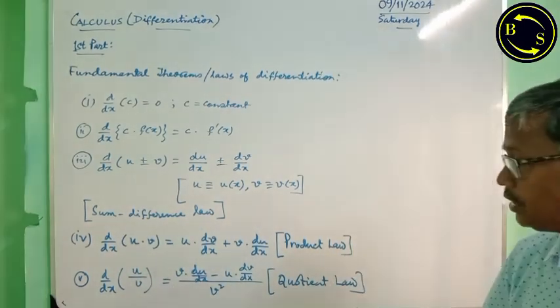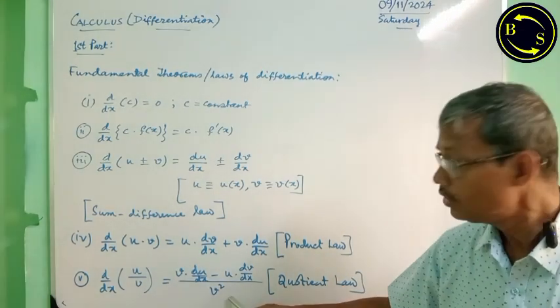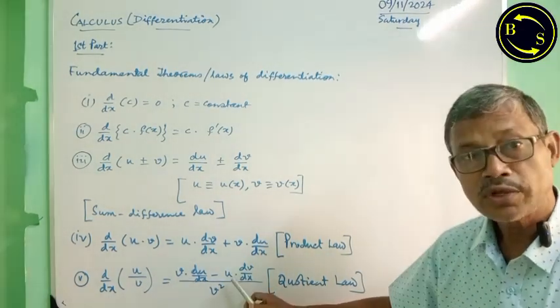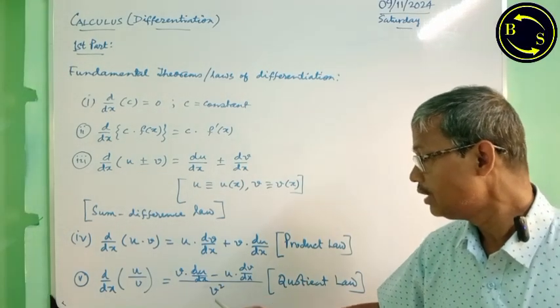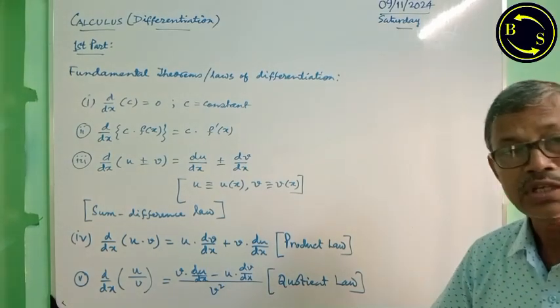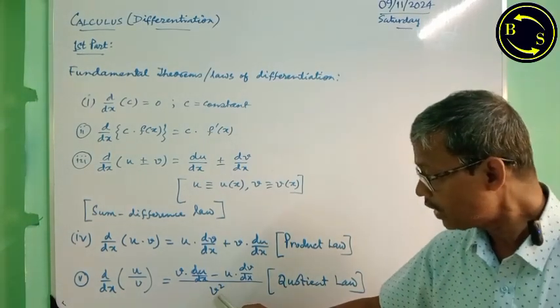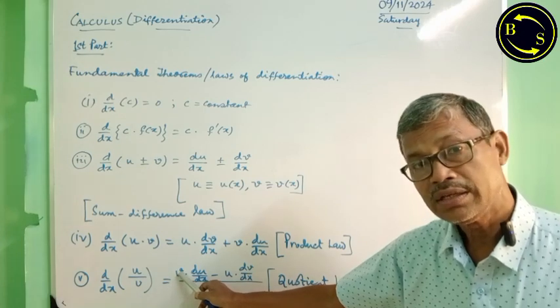Then the quotient law, d/dx of u by v, will be equal to, first of all you remember like this, first you write the denominator. Denominator will be v square, numerator will be v into du/dx minus u into dv/dx. First you write v square, then start with v.